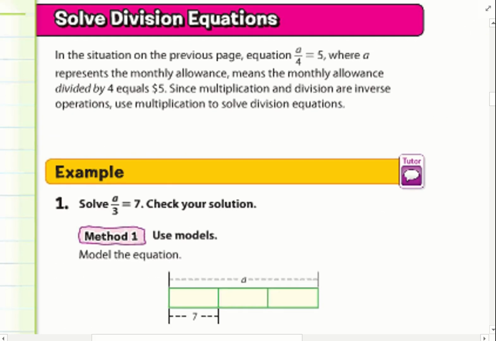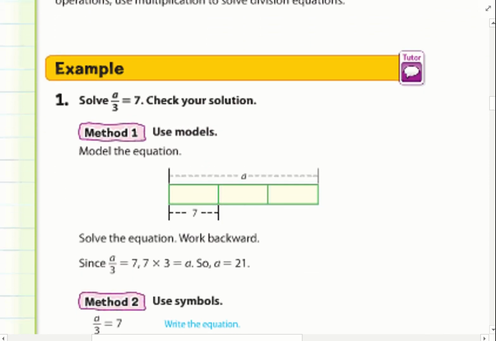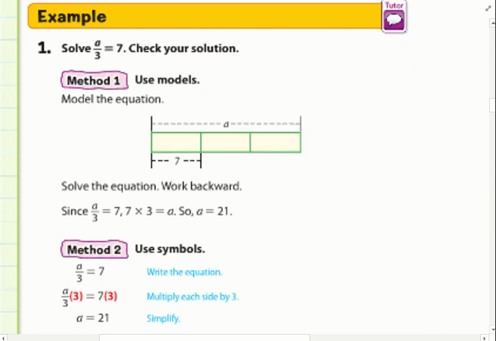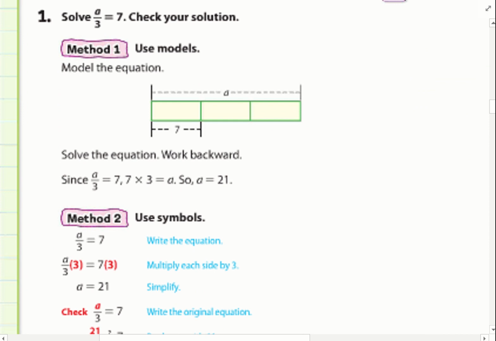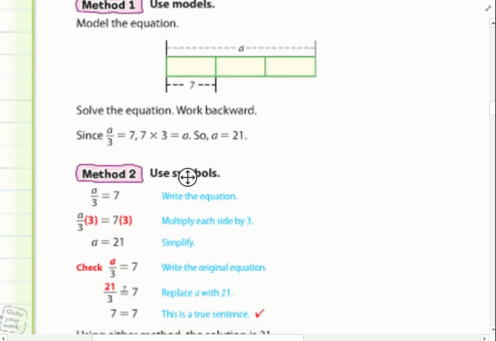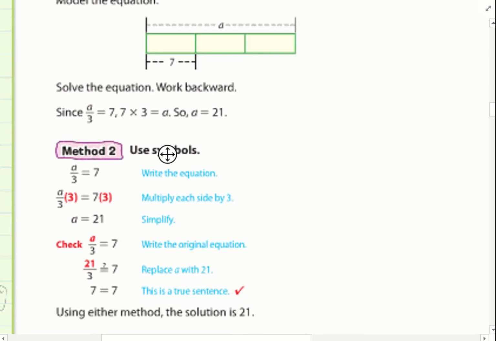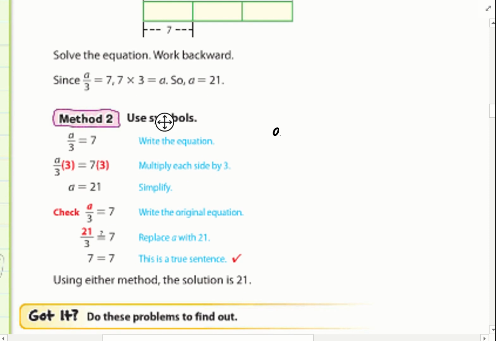So solve division equations. Example 1, a divided by 3 equals 7. Check your solution. One method is to use models. So this is a, and then we divide that into 3 parts. And if 7's in each part, we're going to get a equals 21. The other method is to use symbols, and there we're going to use inverse operations again.